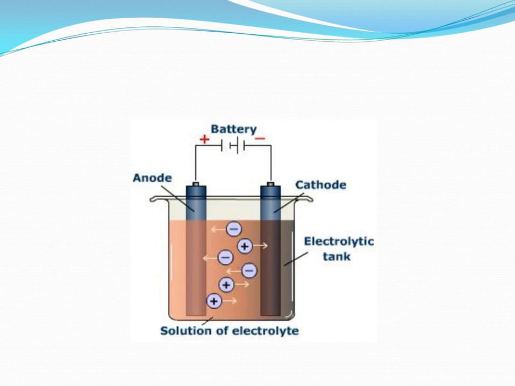Here is a diagram of an electrolytic cell. Electrons will still flow from the anode to the cathode, and the anions will travel towards the anode, and cations will travel toward the cathode.